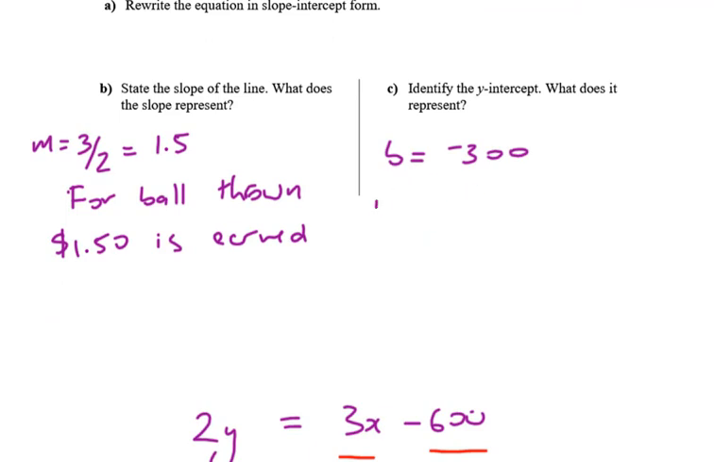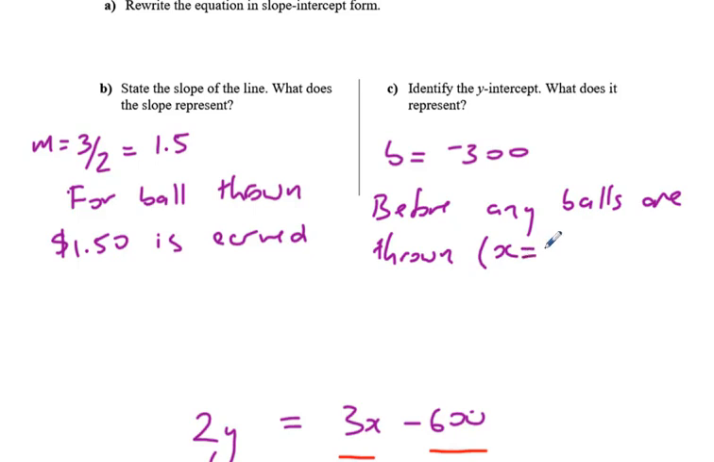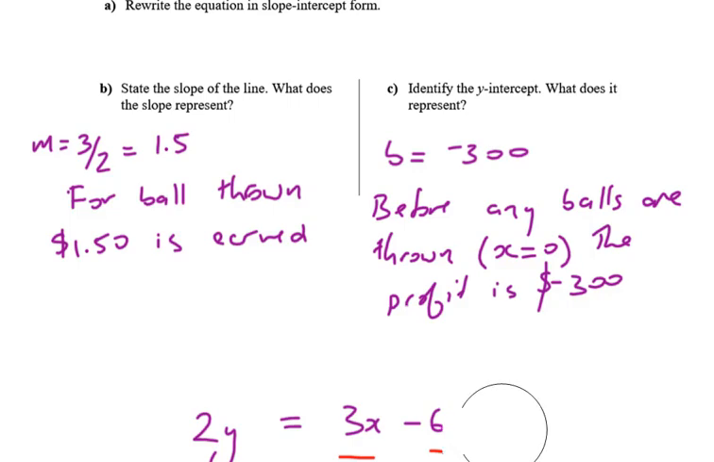Before any balls are thrown. That's when x is equal to 0. The profit is negative $300. So that would indicate to me that the cost of getting the tank delivered and the cost of renting it is $300. So you have a negative profit before you even start throwing balls.